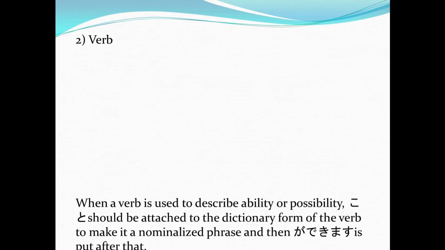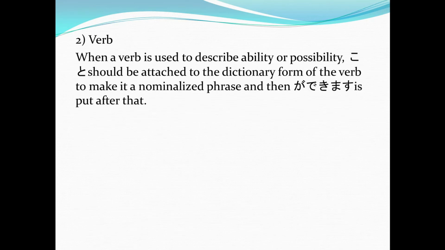Now let's move on into using verb dictionary form ことができます. When a verb is used to describe ability or possibility, こと should be attached to the dictionary form of the verb to make it a nominalized phrase, and then add ができます after that. Okay? Use こと attached to the dictionary form and then add ができます.